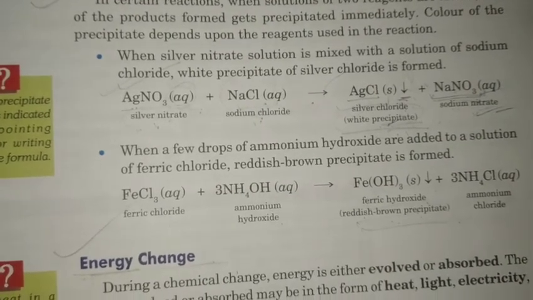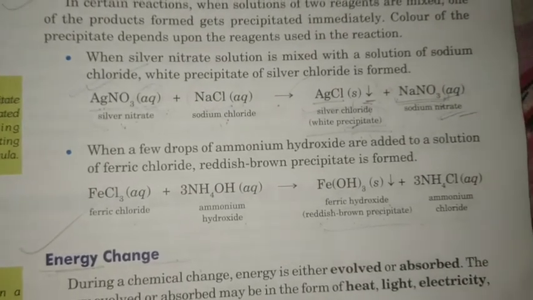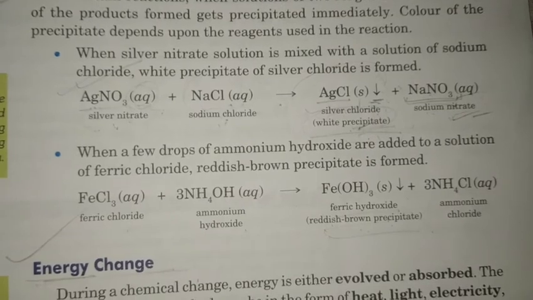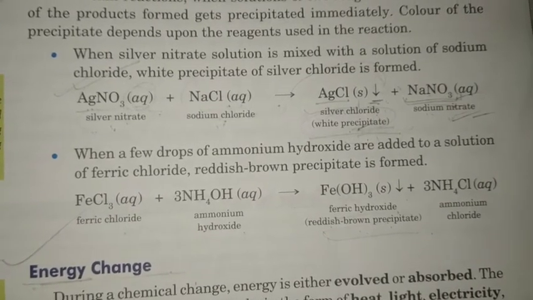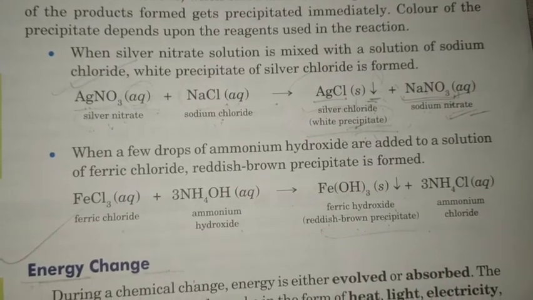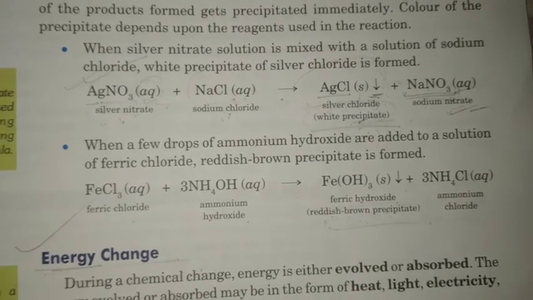In the second reaction, when you add a few drops of ammonium hydroxide to a solution of ferric chloride, a reddish brown precipitate is formed, which is Fe(OH)3.